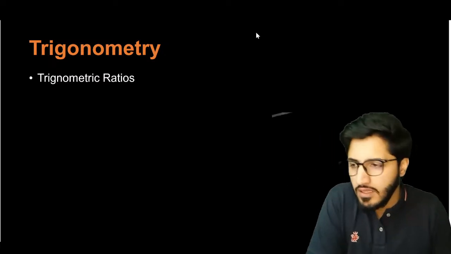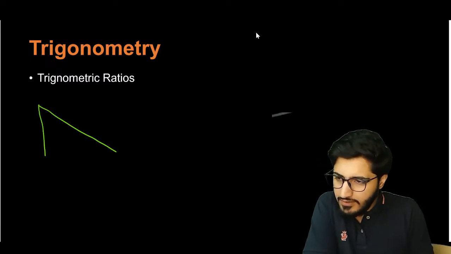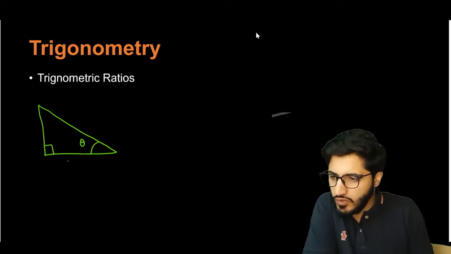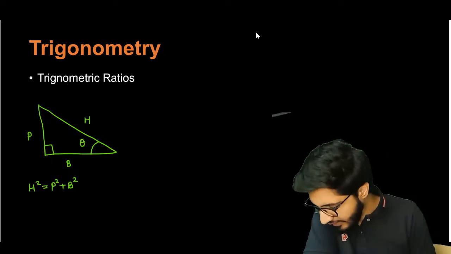Okay, now, so let us suppose we are having a right angle triangle. And if this is an angle theta, so we know that this side is base and perpendicular and hypotenuse. So what is Pythagoras theorem? That is hypotenuse square equals perpendicular square plus base square. Okay. Now we are having some trigonometric ratios.